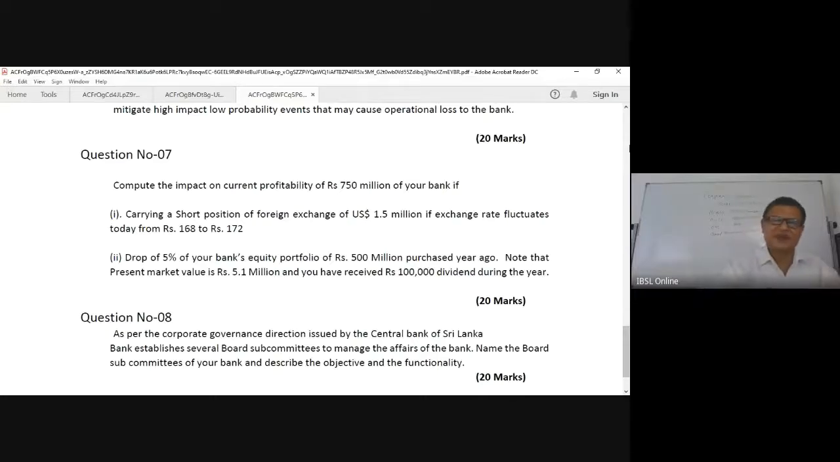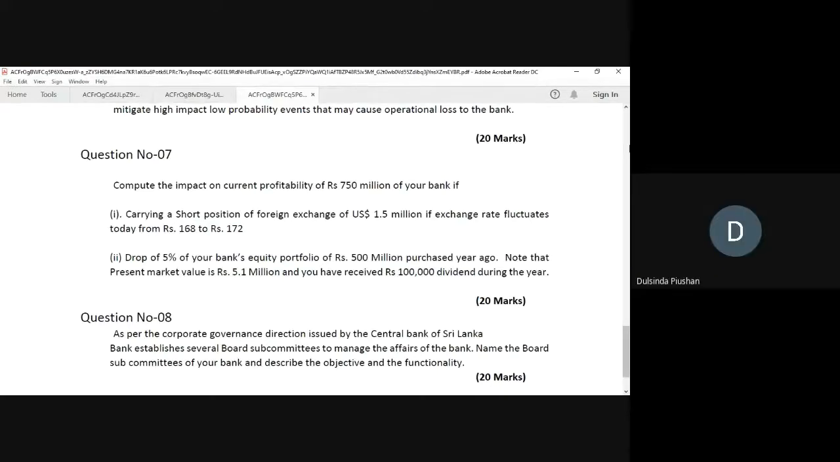So if the rupee appreciates when you have a short position, you will not have a loss, you will have a profit. So the profit will get added to the current profit. In this case, if the dollar goes to 166, the bank will gain 3 million, and as a result, your profitability will go up to 753. Understood? Yes, sir. Thank you very much.